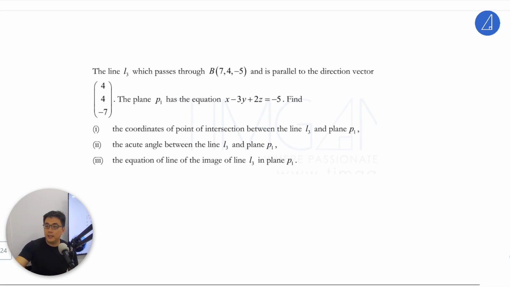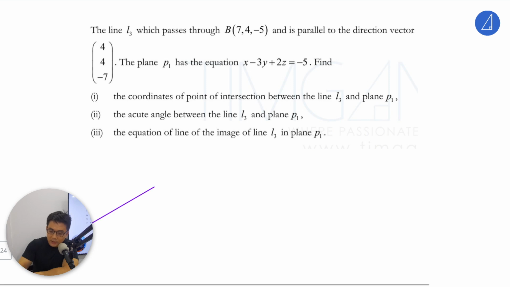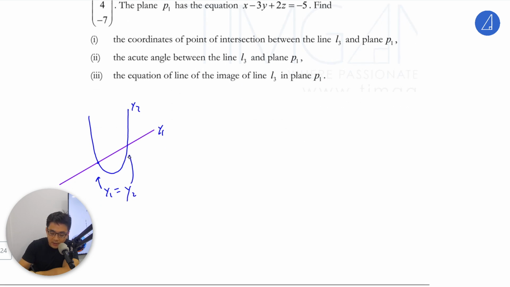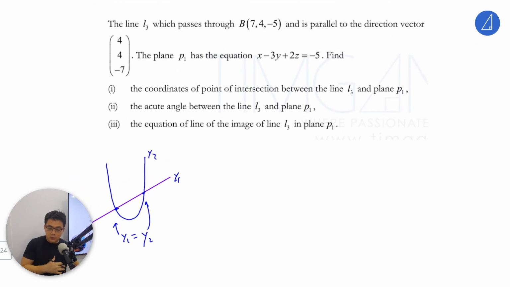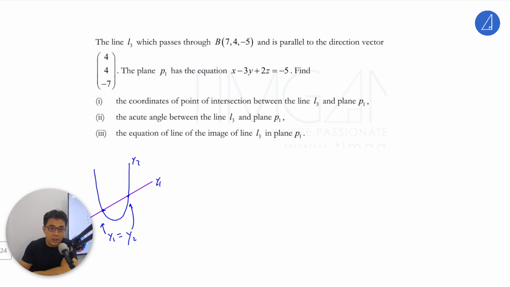So for this case here, you think about it, right? In secondary school, when I ask you to find the intersection between a line and a curve, what you do is you take y1 equals to y2. Okay, so similarly, the concept is the same. What you need is to substitute the line equation into the plane equation and solve. That's about it. Okay, so line 3 passes through B.